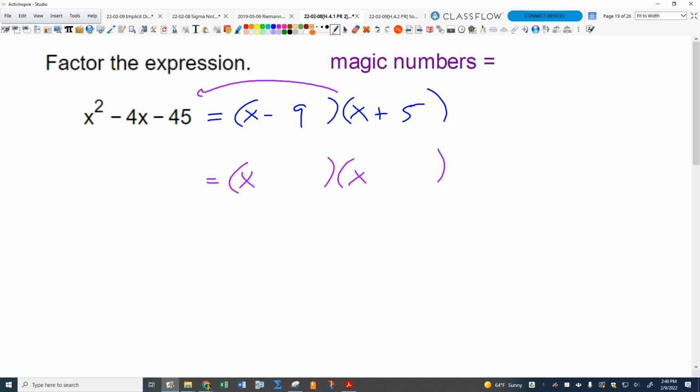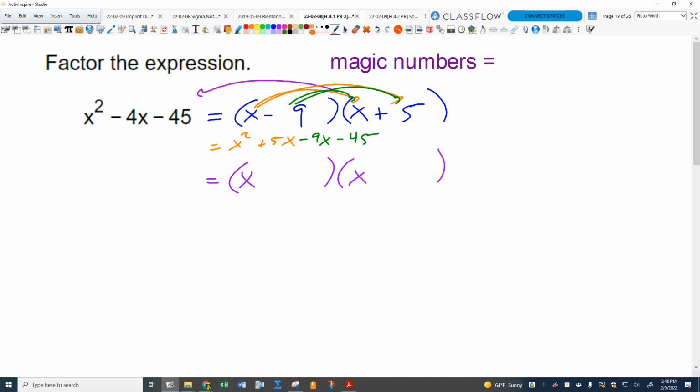Wouldn't I just distribute, right? I would distribute the x from the first factor. I would distribute that x to both terms, right? And I would get x squared plus 5x, and then I would distribute the negative 9, and that would give me a minus 9x minus 45. When I add like terms, I would get that, wouldn't I?